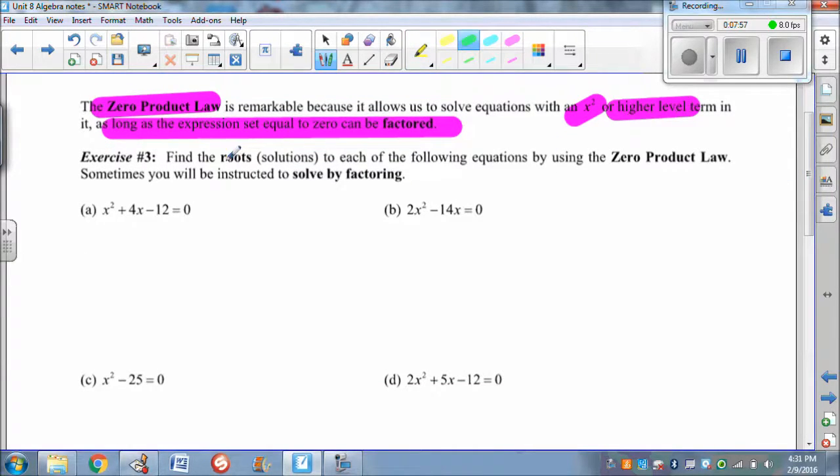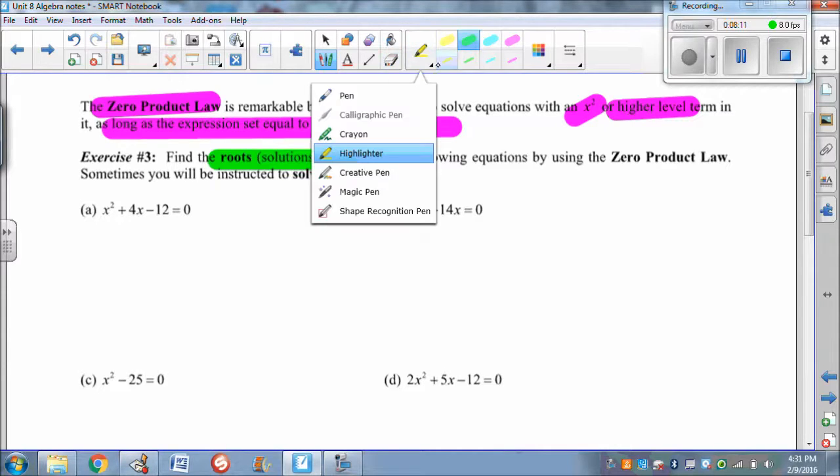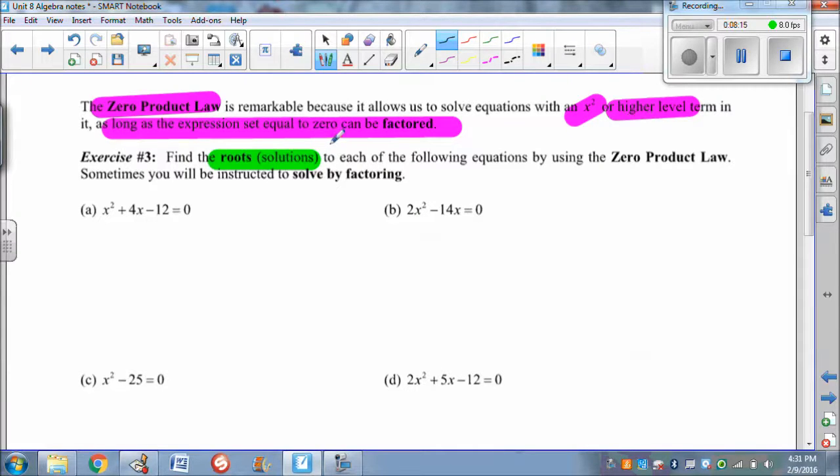So it says find the roots or solutions, okay, to each of the following equations by using the zero product law. Sometimes you will be instructed to solve by factoring. So the roots or solutions, that's just a synonym for the x-intercept or the zeros. So we've got lots of options here for words. So it's talking about the zeros, or the x-intercepts. Tons of synonyms here, okay? All mean the same thing.